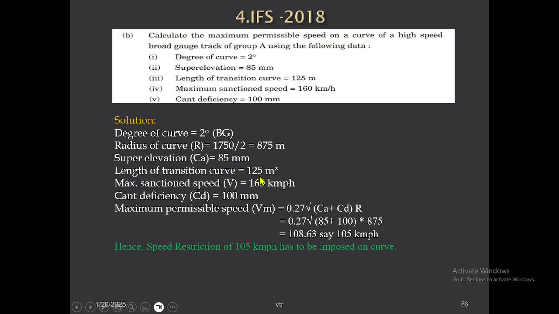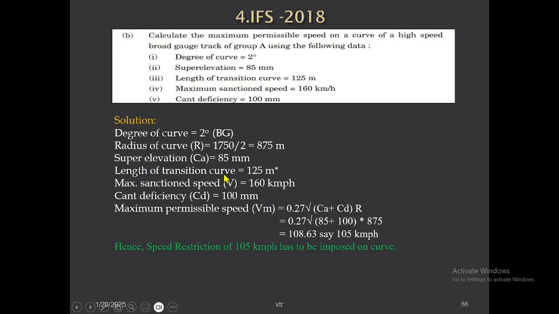And the length of transition curve is 120 meter. And the maximum sectional speed is 160 kmph. Cant deficiency is given in mm. So using our relation Vm equal to 0.27 root of (Ca plus Cd) into R, we can find the maximum permissible speed on the curve. Here the problem gave Ca and Cd, 100 mm. R is there. So straight away we get the maximum permissible speed on the curve, that is 105. Our sectional speed is 160 kmph, but we cannot permit 160 kmph here. So necessarily we have to impose a speed restriction of 105 kmph on the curve.